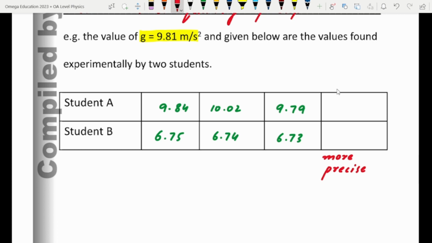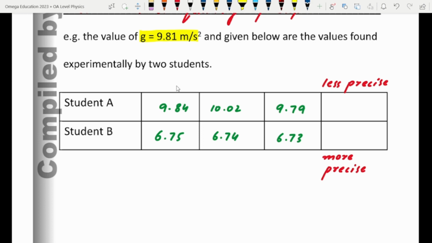And compare once again, only comparatively, the readings of student A are less precise. But if we compare the readings to the actual value, you see the actual value for the experiment or for the measurement has to be 9.81 something. Now which one of these two students got close to the actual value? The answer is student A.